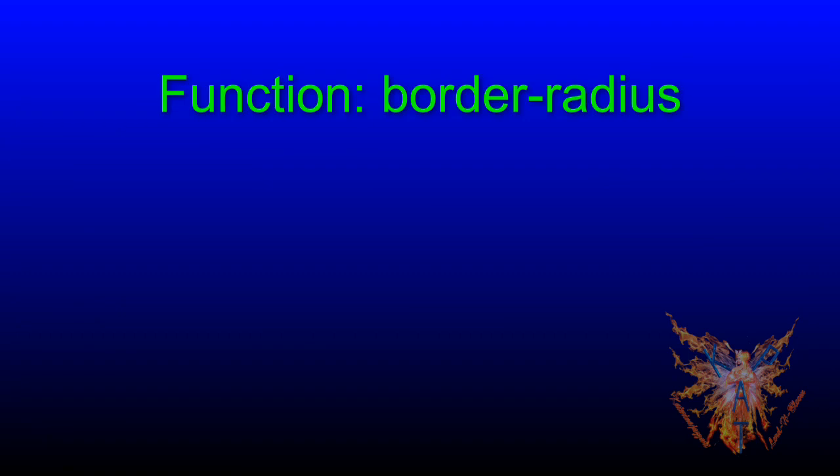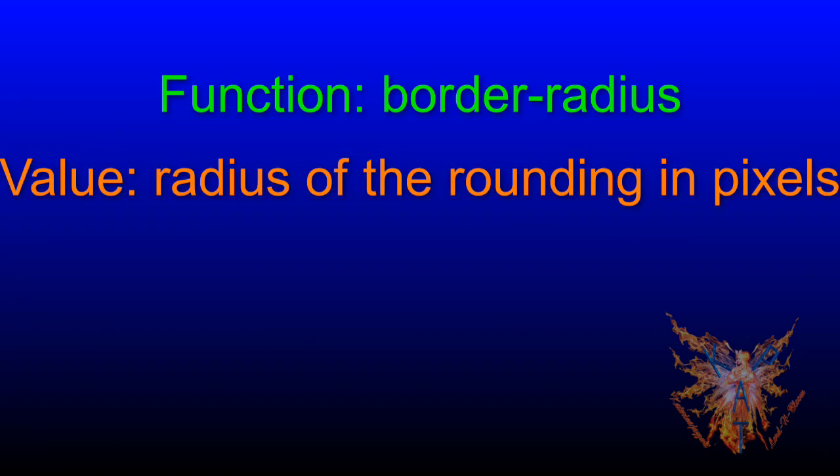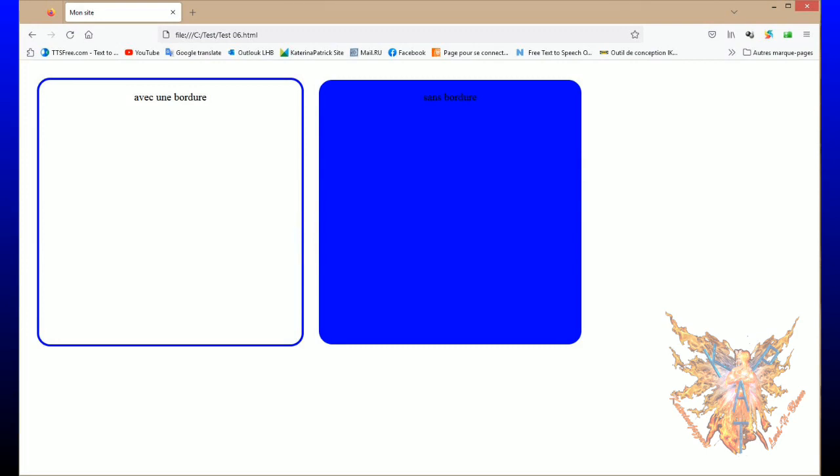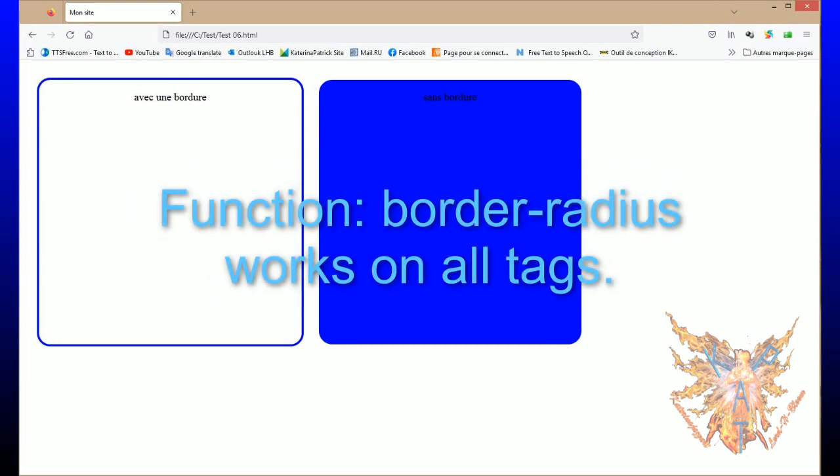Do not panic, you will understand with the following examples. The function for rounding corners is border-radius, which we will define the value in pixels. Well, let's see 2 examples, the first one with a border, and the second without a border, but with a different color background.